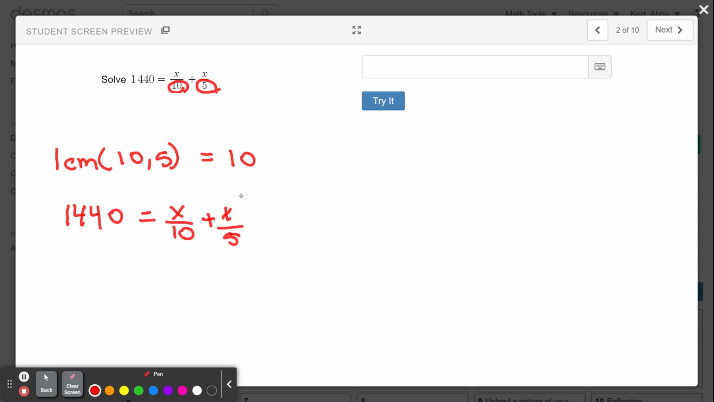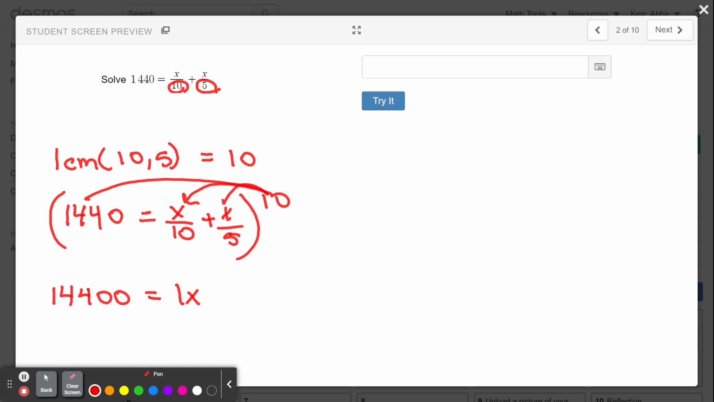So let me rewrite it. So if you multiply everything by 10, 10 times 1440 is 14,400. 10 times x over 10 gets you 1x. 10 times 1x over 5 gets you 2x. Now we combine like terms. We have 3x equals the 14,400. So now we have that one step, divide by 3.